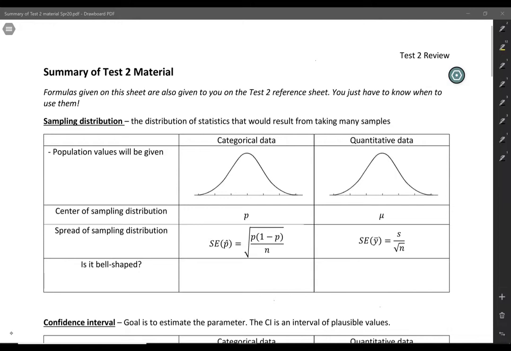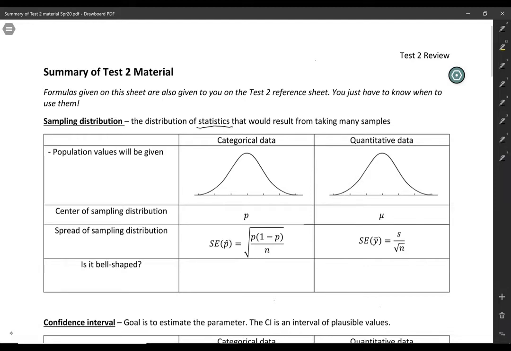Okay, so I think of test 2 as really being about 3 main topics: sampling distributions, confidence intervals, and hypothesis tests. So let's talk about sampling distributions first. The key thing that makes this different from a regular distribution is that you're talking about the distribution of statistics that you would get from many different samples. So this is really different from looking at a distribution of individuals.